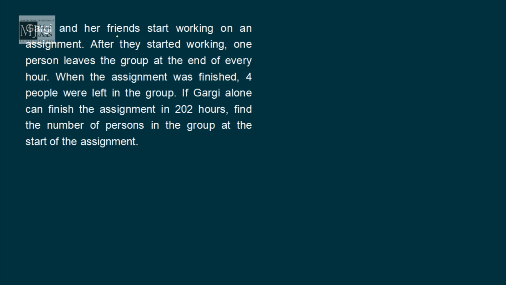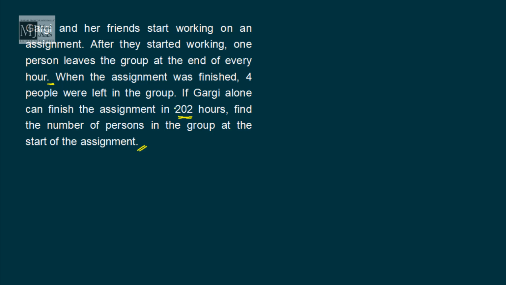Gargi and her friends start working on an assignment. After they started working, one person leaves the group at the end of every hour. When the assignment was finished, 4 people were left in the group. If Gargi alone can finish the assignment in 202 hours, find the number of persons in the group at the start of the assignment. Nothing is mentioned about the efficiency of the other people of the group. We can state from the sum that all people are equally efficient because nothing is mentioned.